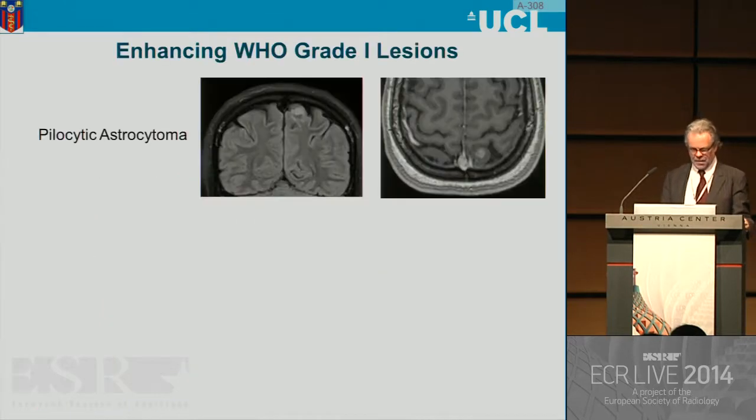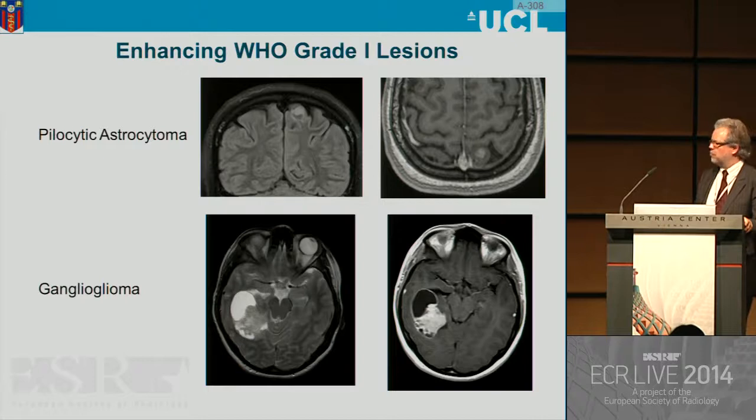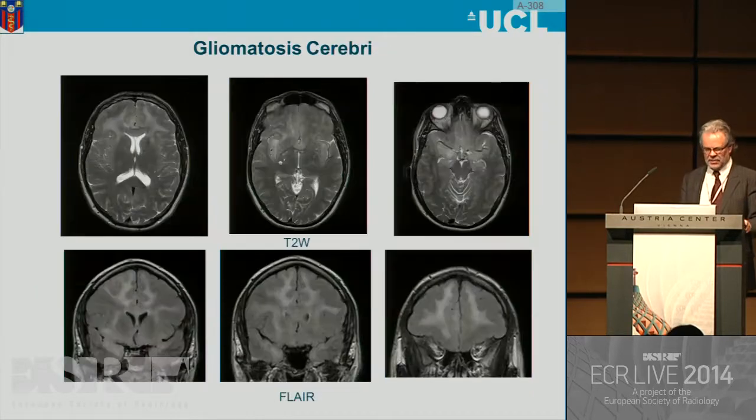Okay, last word: enhancement does not mean high grade. There are also low-grade tumors which can enhance. I'm giving two examples here. One is a pilocytic astrocytoma, and the other one is a ganglioglioma. These are well-defined WHO grade 1 lesions that can be excised, and they also can enhance. So a word of caution, enhancement is not 100%.